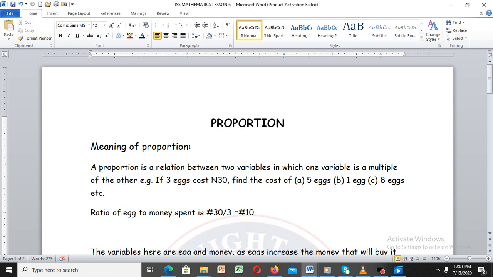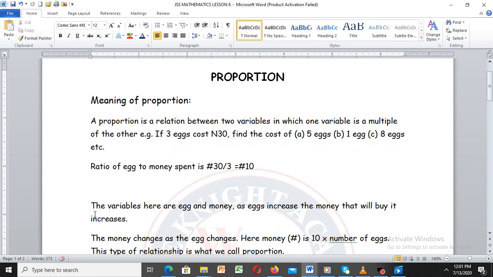Our topic today is proportion. A proportion is a relation between two variables in which one variable is a multiple of the other. Example: if 3 eggs cost 30 naira, find the cost of 5 eggs, 1 egg, 8 eggs.